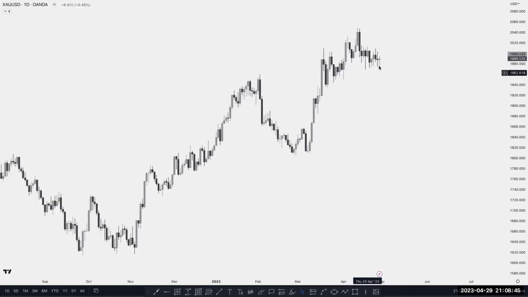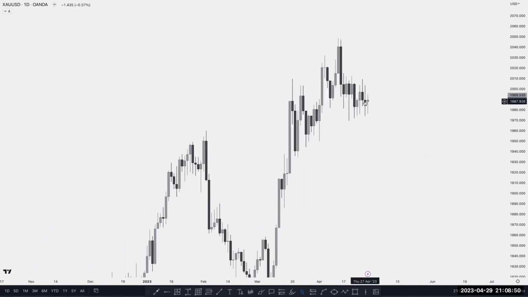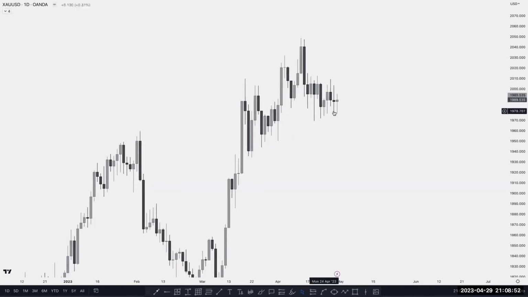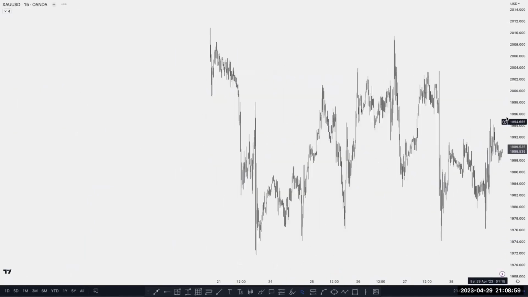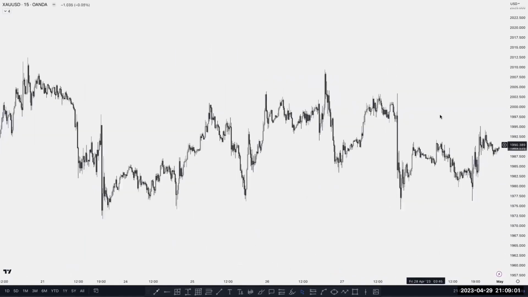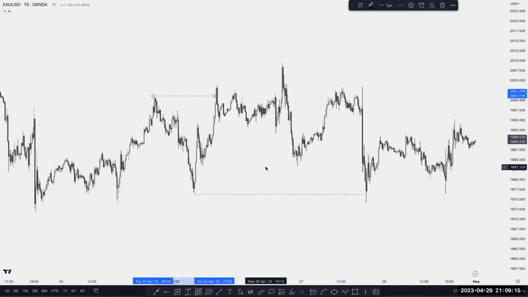Gold right now is in a ranging market. Everything like previous day high, low, broken, and you will see so many setups in a 15 minute based on a ranging market. Previous low sweep, previous high sweep.